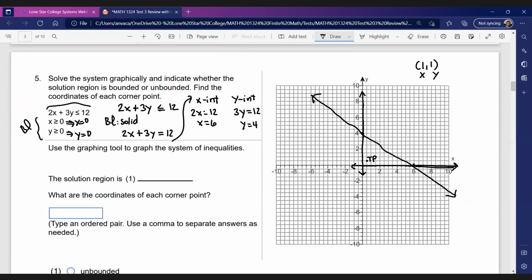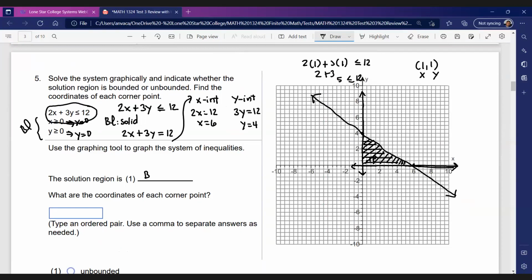Let's see if it holds on this inequality though. 2 times 1 plus 3 times 1, is it less than 12? 2 plus 3, that's equal to 5. And 5 is less than 12. So therefore, this will be our feasible region, our solution set. And notice that it is enclosed, okay? It is somewhat bounded by this triangle shape that is made by the 3 boundary lines. So this is a bounded example, okay?